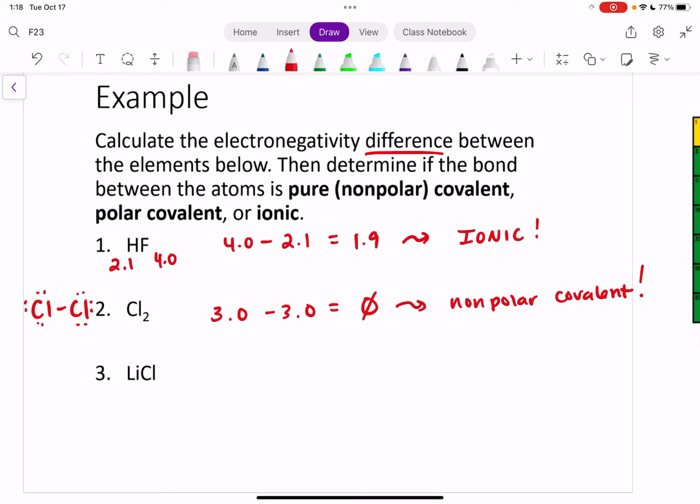I tend to call this non-polar covalent rather than pure covalent. That's just because that's the way I learned it, was calling them non-polar. But you can call it pure covalent. I'll still know what you mean.